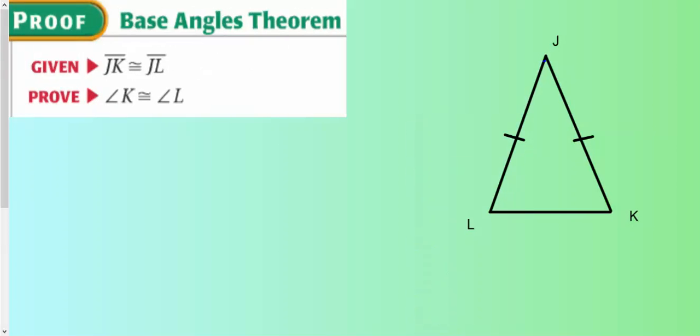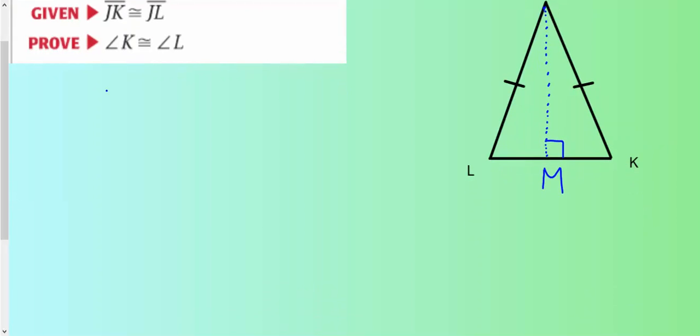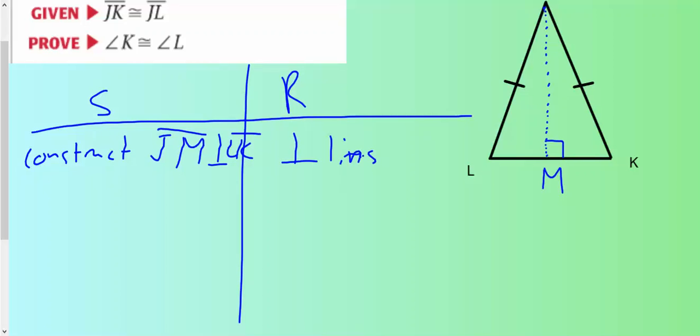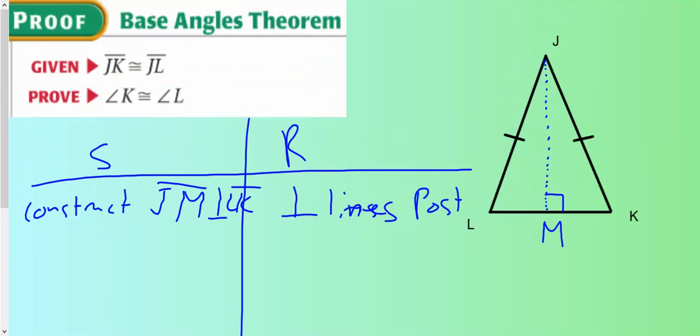We're going to construct an auxiliary line for this. And we're going to construct it perpendicular. We'll call this M. Doesn't matter. We're going to construct it perpendicular to LK. And I can do that because of the perpendicular lines postulate. So construct JM perpendicular to LK. There has to be one line that's perpendicular to LK that goes through point J.